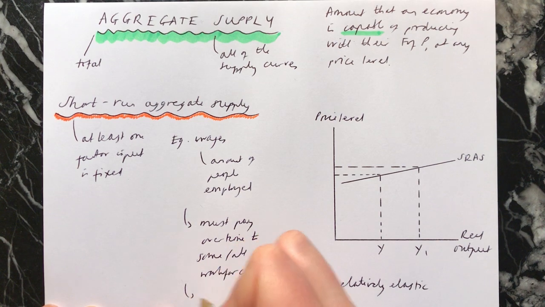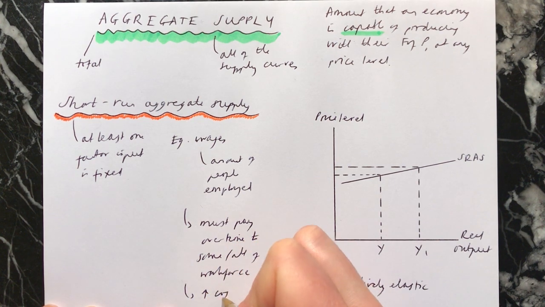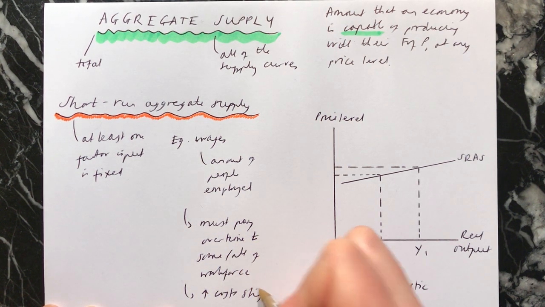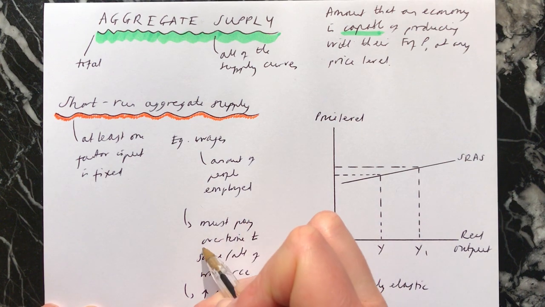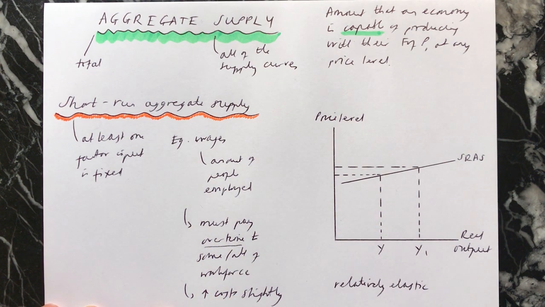And what this will do is it will increase their costs slightly. It won't increase their costs significantly because they still have the same amount of people employed, and they're just paying some of the people more money. They're paying them overtime for the extra work that they're doing, but they're not employing more people overall. So as a result of the output going up, their costs will increase slightly.